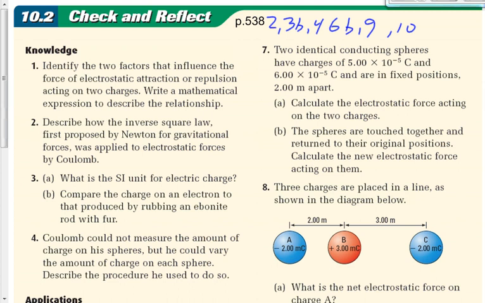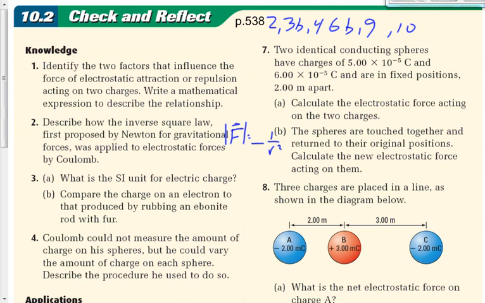It says, describe how the inverse square law first proposed by Newton for gravitational forces was applied to the electrostatic forces by Coulomb. Well, what is the inverse square law, first of all? We've learned 2 inverse square laws. The first one was Newton's law of universal gravitation that we learned in physics 20, that said basically F is equal to G m1 m2 over r squared. The second one that we've just learned here in the last week or so is Coulomb's law, F is equal to K q1 q2 over r squared. So an inverse square law basically says that F is equal to something times 1 over r squared. It's related to the inverse of the square of the distance.